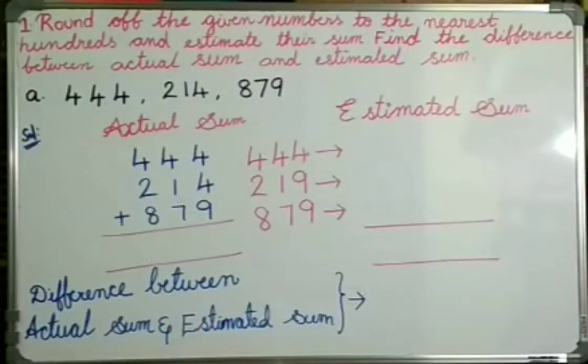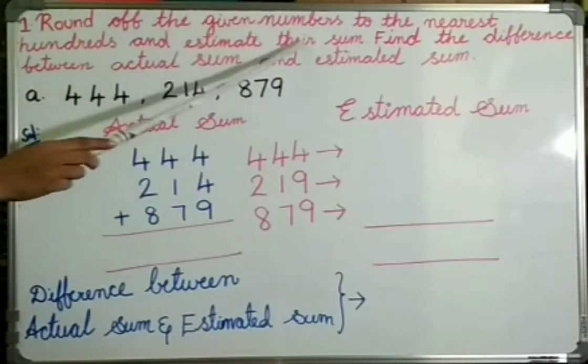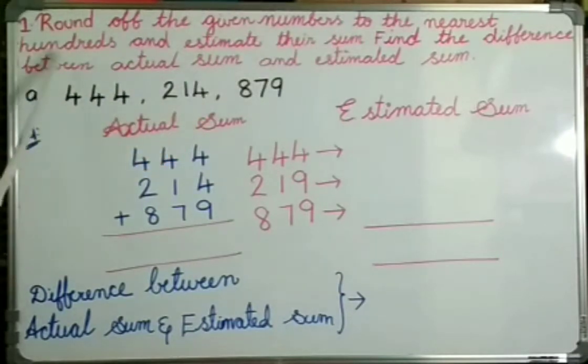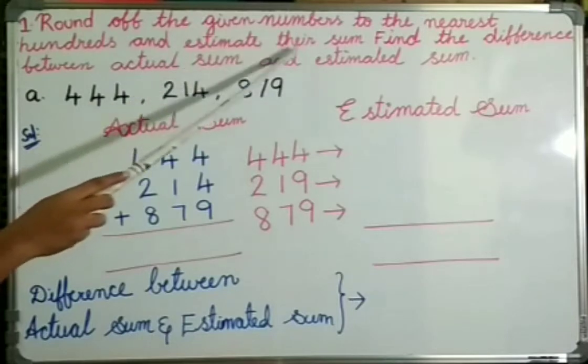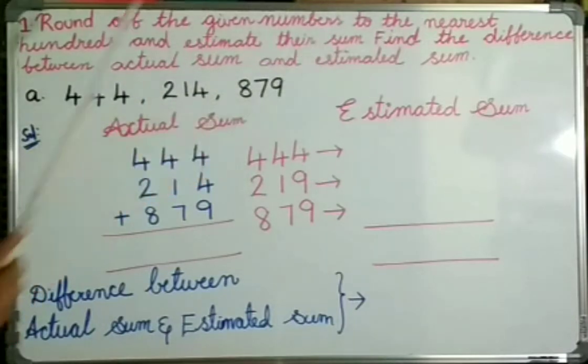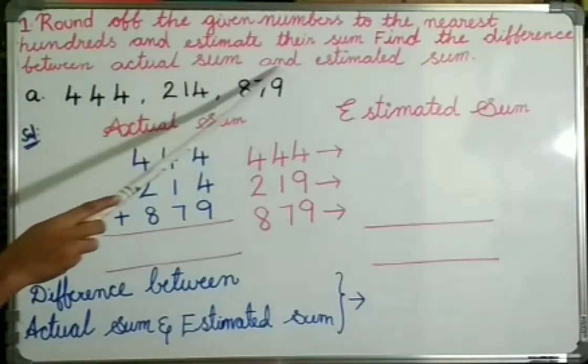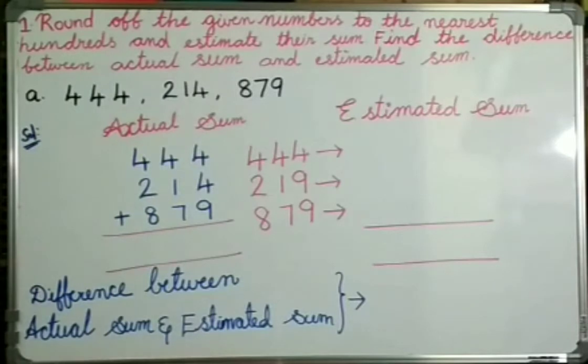Good morning children. Today we are going to learn about finding the difference between actual sum and estimated sum. Here, round off the given numbers to the nearest hundreds and estimate the sum. Find the difference between actual sum and estimated sum. That means we have to first find out the actual sum for the given numbers.